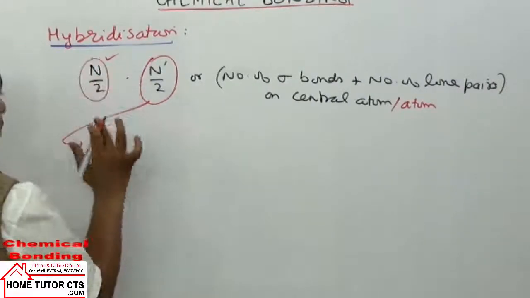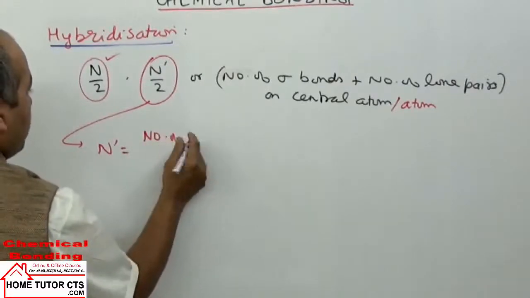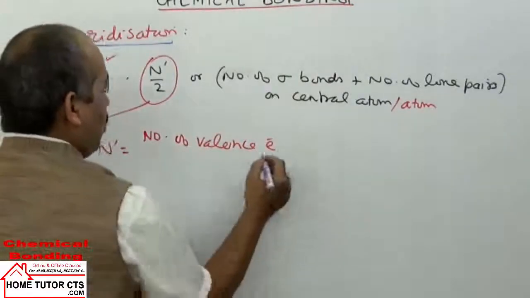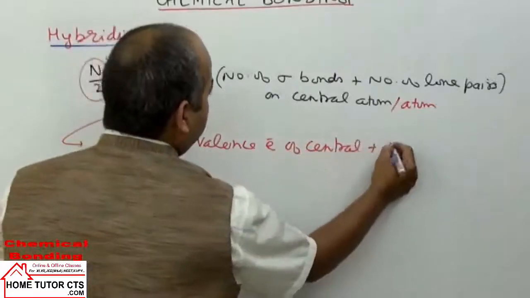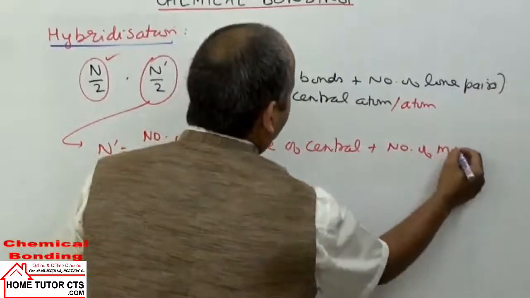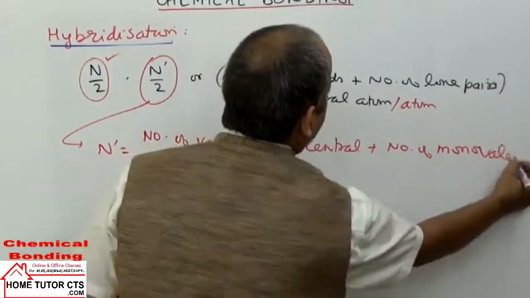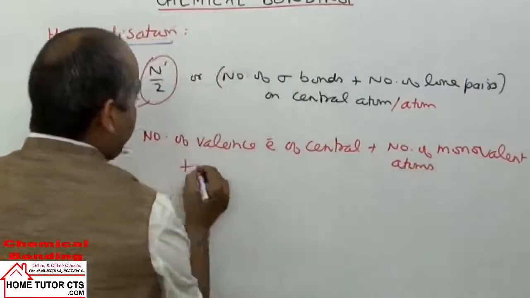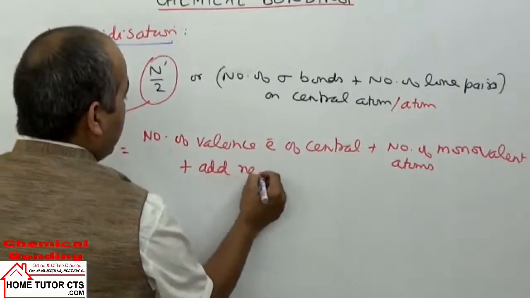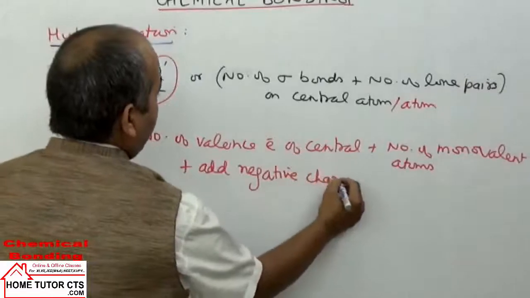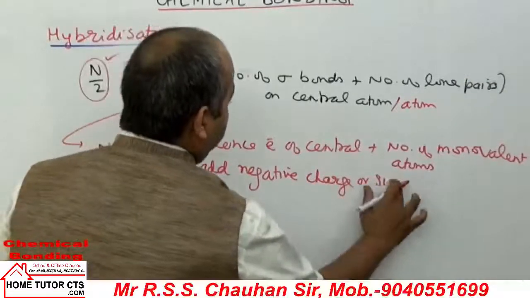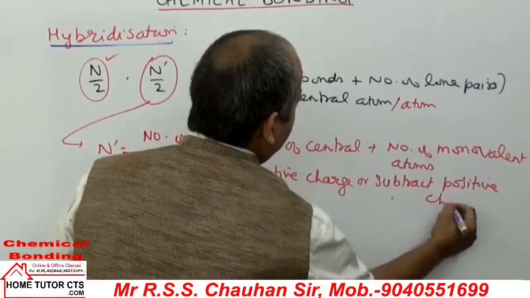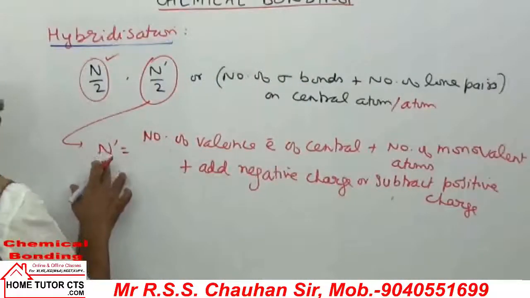It is a method similar to this n by 2 but with modification. It is the number of valence electrons of the central atom plus the number of monovalent atoms, plus, in case of ions, add negative charge or subtract positive charge, to get the value of n dash.